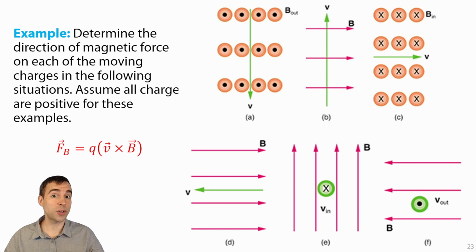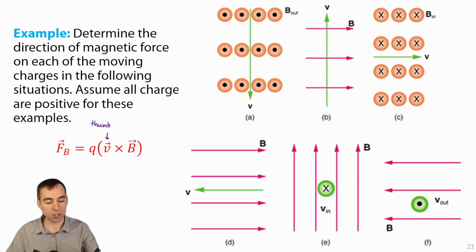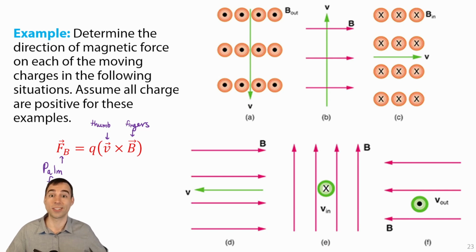So go ahead and try for yourself to see if you can use the right-hand rule correctly for these 6 examples. Remember, you will want your thumb in the direction of the first vector. You will want all of your fingers in the direction of the second vector, and you will want to think about where your palm faces to determine the direction of the resultant vector. Pause the video, give all 6 a shot, and then let's see if we get the same answer.